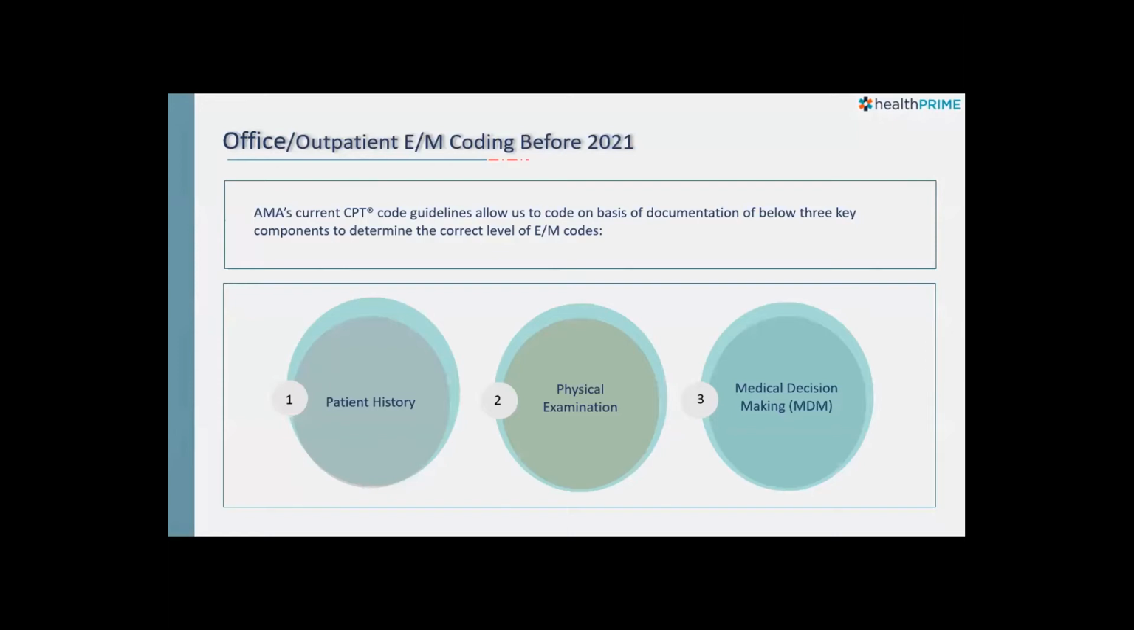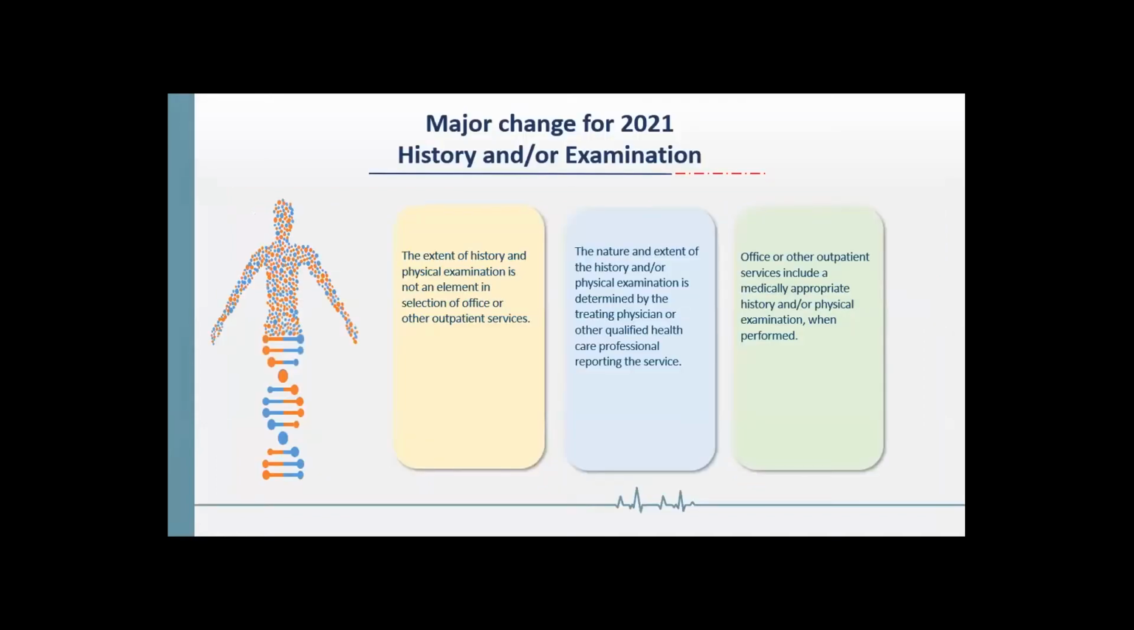So before 2021, we used to code on basis of documentation of the below 3 key components. That is patient history, physical examination, and medical decision making. So starting from 2021, we are going to see major changes for history and or physical examination.